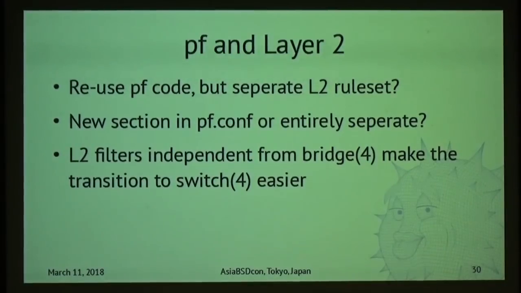I think the way to attack this problem is to reuse a lot of the PF code. But you pretty much have to make a separate rule set for layer 2 matching, because the combination is just not going to work out. The open question is whether there should be a separate section inside the same PF code we have, or even something completely separate.